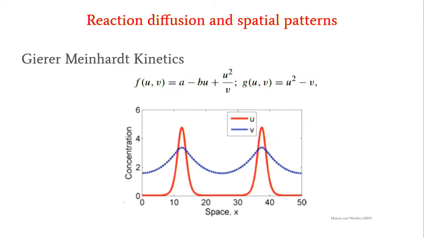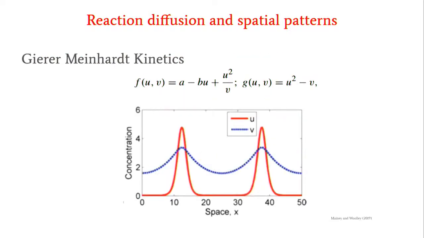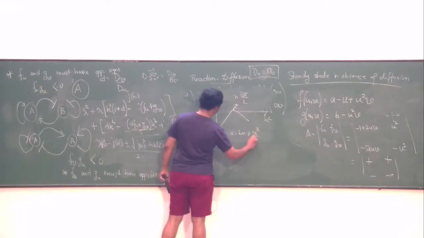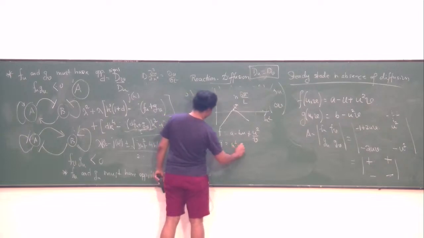Similarly, you can look at another network. Here is another network which is called the Gierer-Meinhardt kinetics, which Shom Dattadi was talking about on the first day, if you remember. So again, it's built up from some underlying chemical reactions. And here I have F is A minus B U plus U square by V, and G is U square minus V.